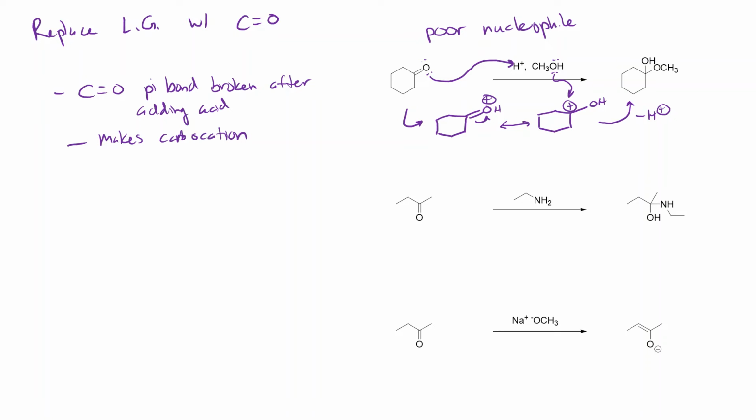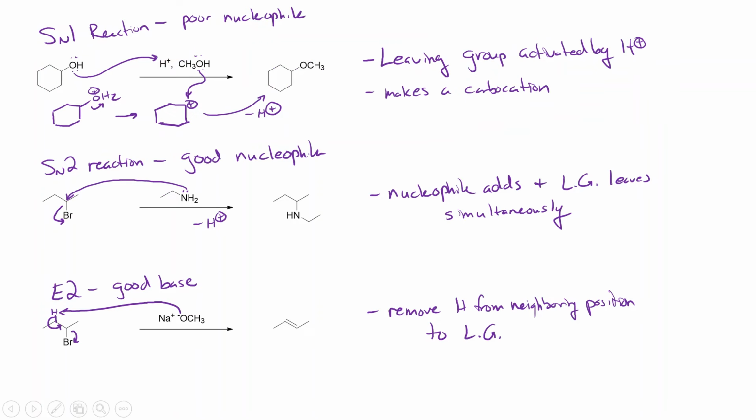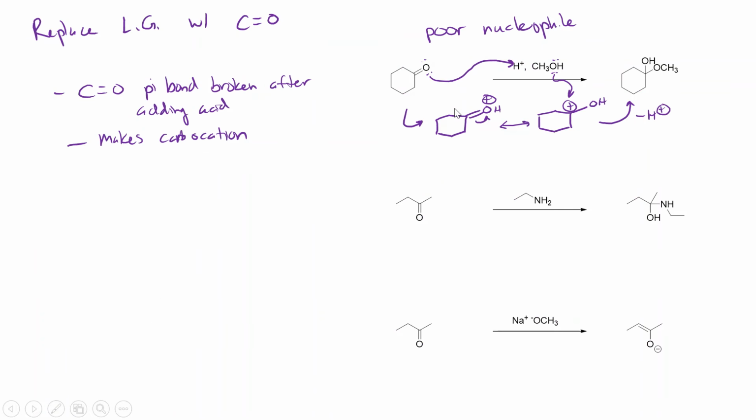So those two points should look very familiar because, of course, on the previous slide, we did the same thing. Only instead of having a CO pi bond, we had a leaving group. We had the OH group as our leaving group. All right. So we can see that if we go back, leaving group activated by H plus, we make a carbocation. CO pi bond activated by H plus, and then we make a carbocation.